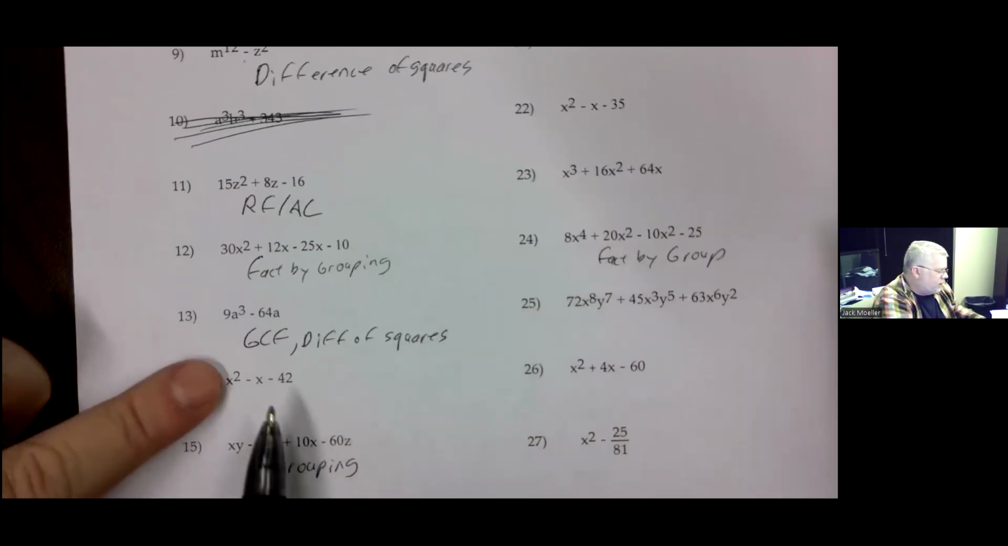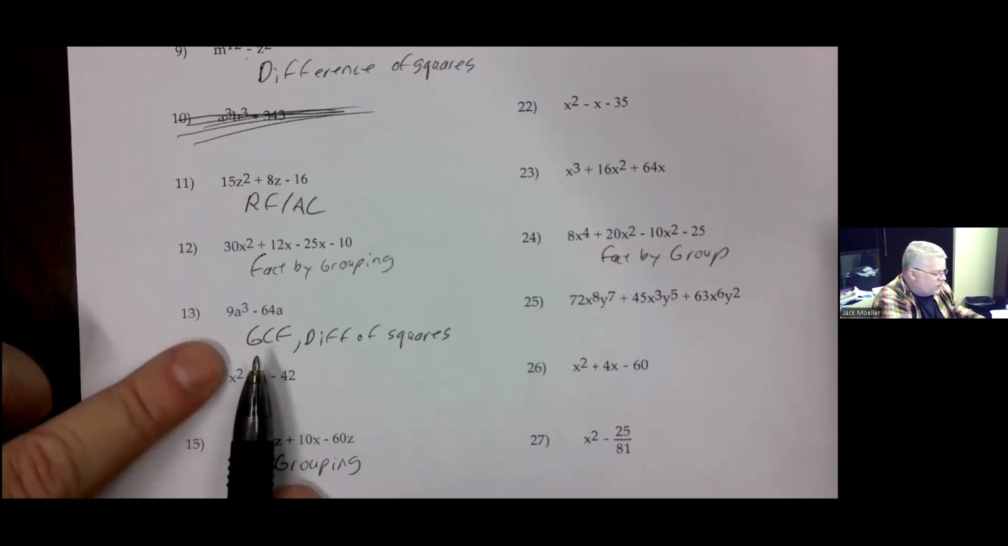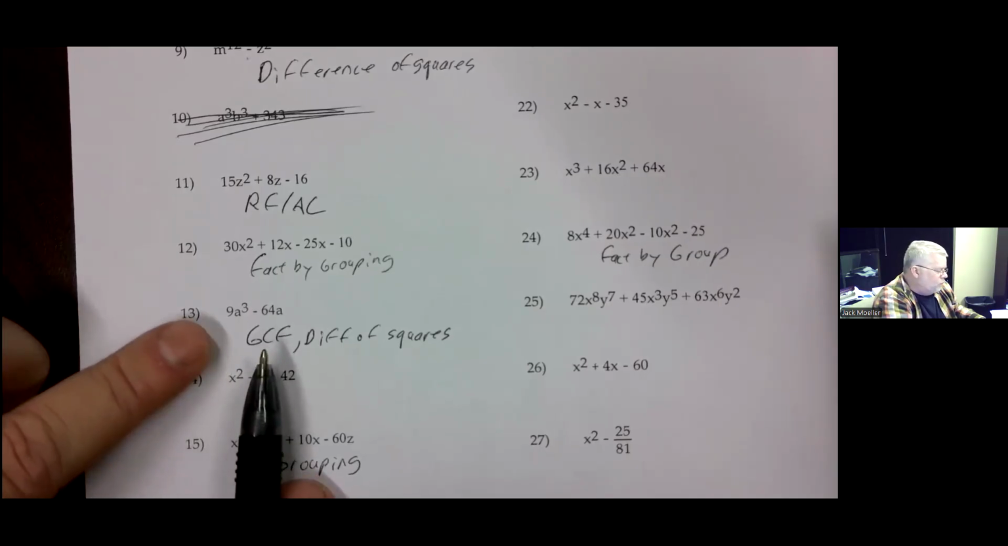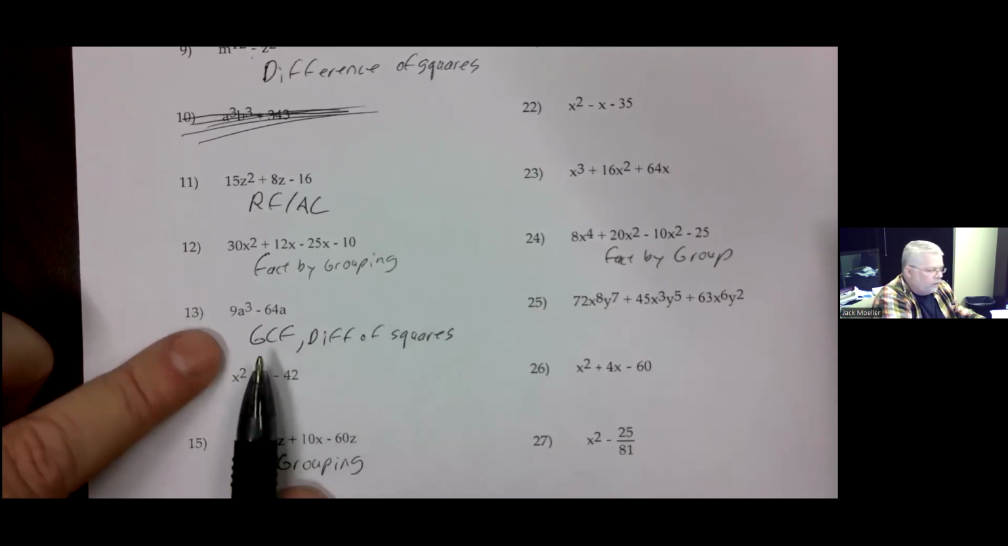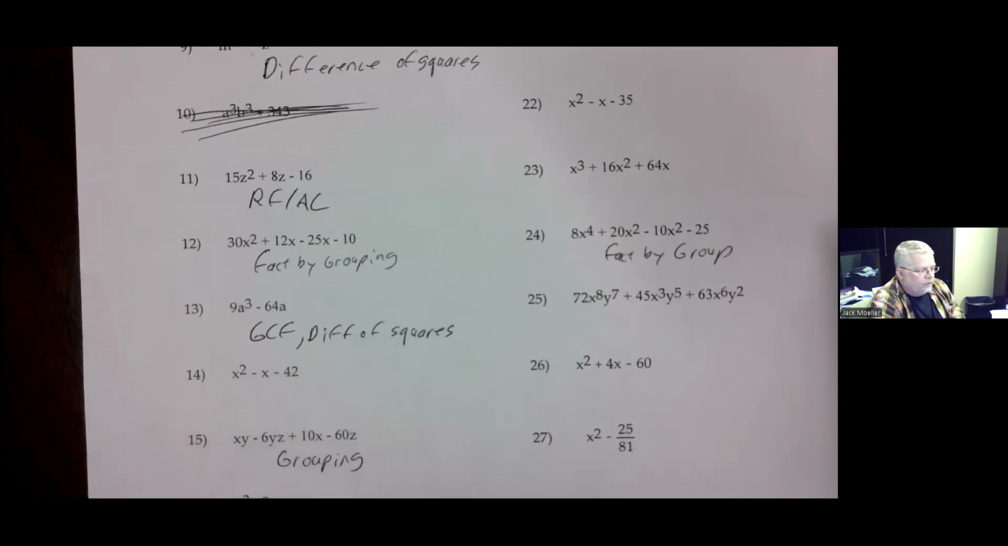So that's why I say a lot of times there'll be 2 factoring techniques, and GCF is almost always one of them. We couldn't factor this at all if we didn't factor out the GCF first. Okay, we'll definitely do that example.